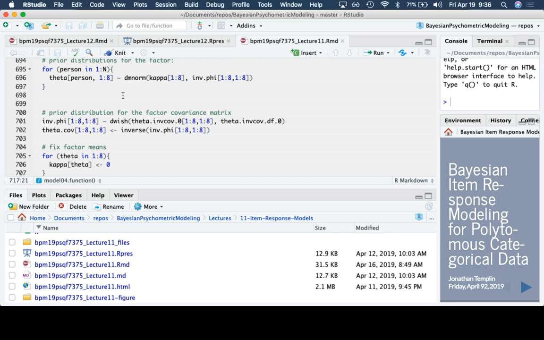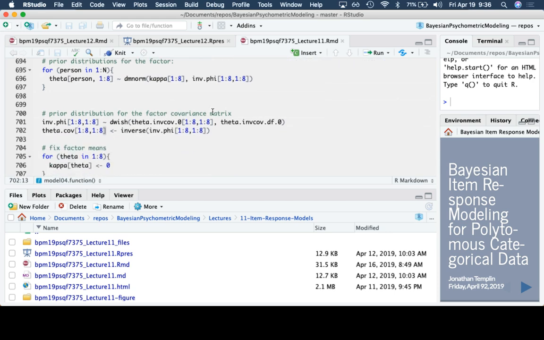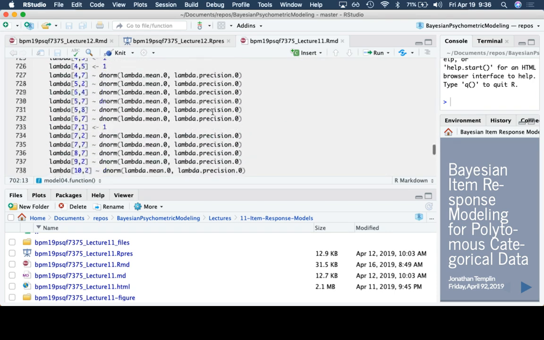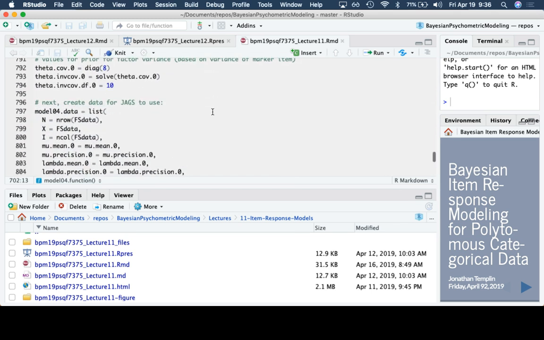Theta inverse. Where is theta.incov.0? Let's take a look here. Inverse phi theta.incov.0. I'm going to put that as a piece of data I send in. There we go, and it's just going to be a diagonal matrix. I was trying to do that to put as little weight on the covariances as possible.